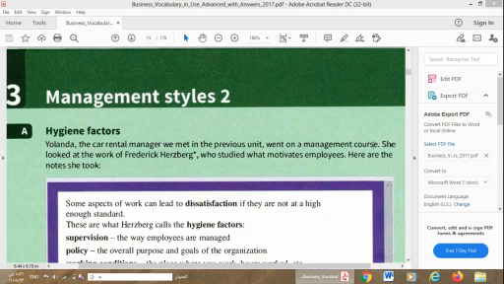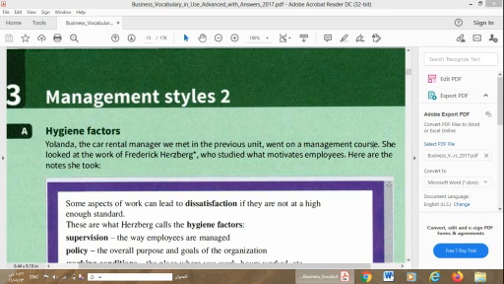Hygiene factors. Yolanda, the car rental manager we met in the previous unit, went on a management course. She looked at the work of Frederick Herzberg, who studied what motivates employees. Here are the notes she took. So let's start by talking first about Frederick Herzberg.